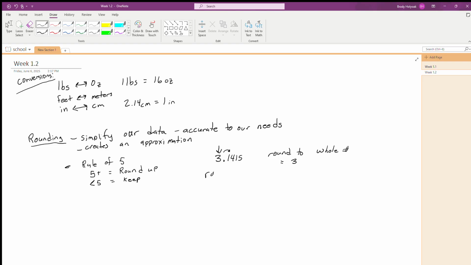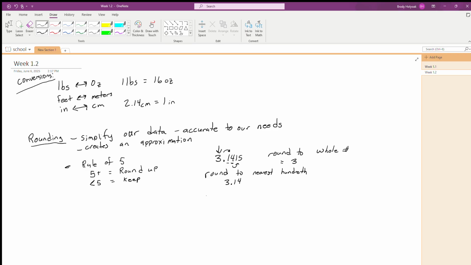If I want to take this number and I want to round to my nearest hundredth, then what I'm going to do is I want to keep my hundredth place, so I want to round to this value, so I'm going to look 1 past. And again, I'm looking at a 1. 1 is less than 5, so I'm going to keep my hundredth place. So pi then is going to round to 3.14 to my nearest hundredth.